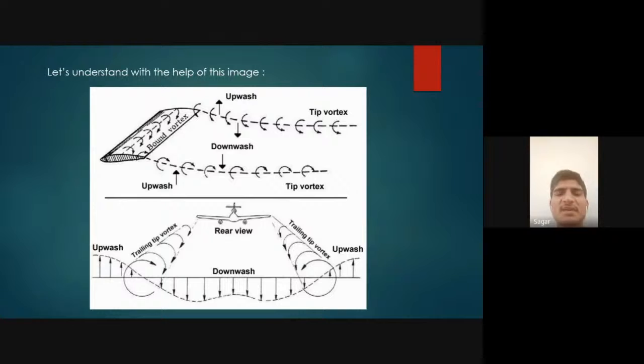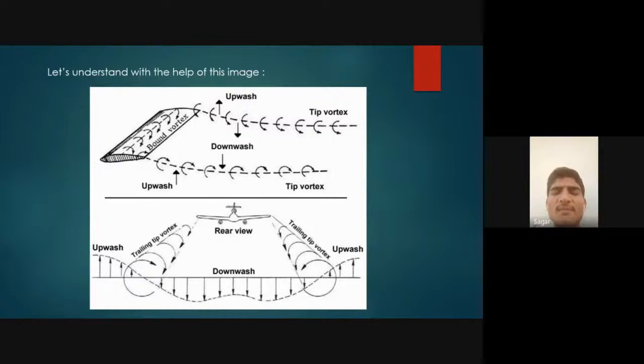So we have two options: either we fly the other plane just behind the front one, or we fly the other plane to the side of this plane. What are you thinking, which one is better? I think it's better if we fly in the upwards part of the vortex generated, because upwards is giving us an advantage: it's applying a force in the upward direction, air is moving upward, so we are getting an advantage for free because of the vortex generated by the front plane.